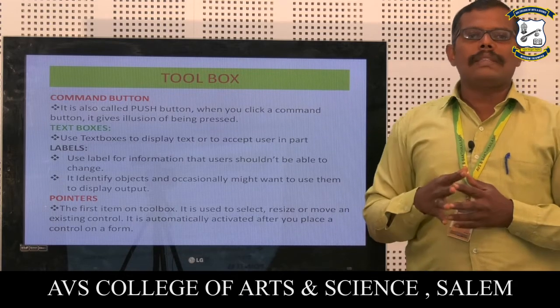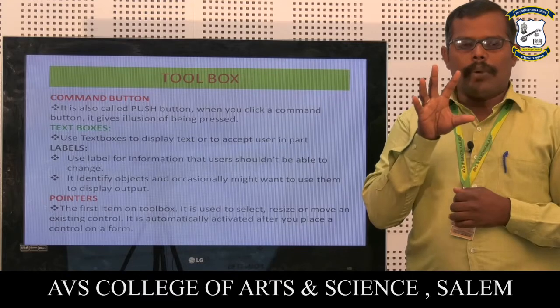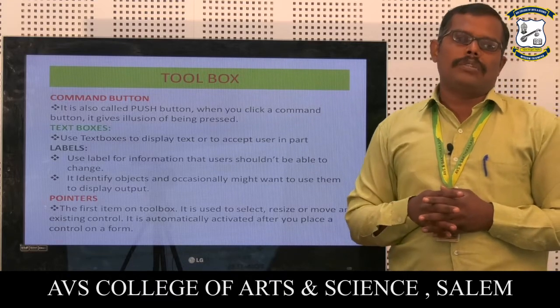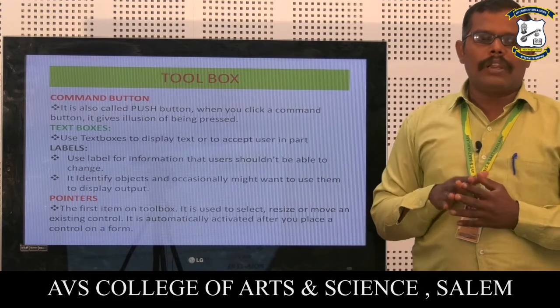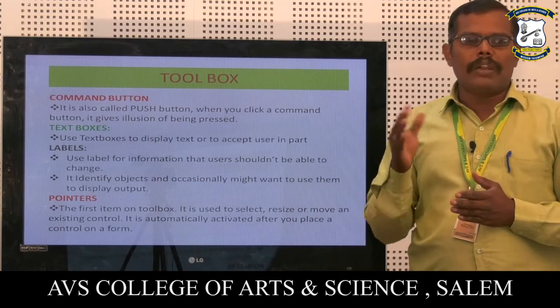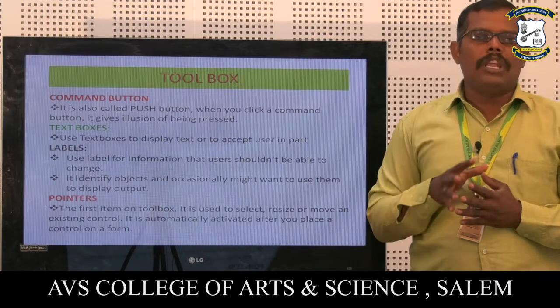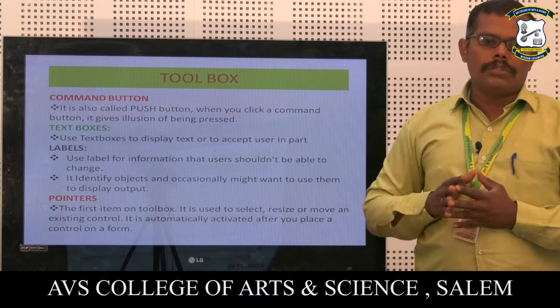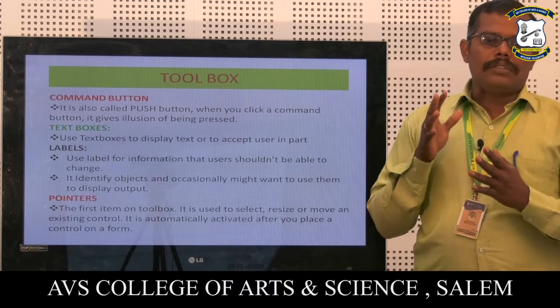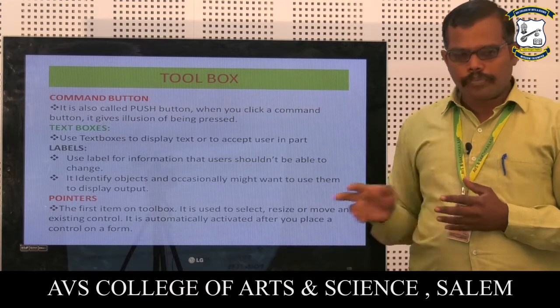Easily the client can understand what the text box is, the purpose for using that text box. So label is used for identification purpose. What kind of text box is there? What kind of image is there? For that naming purpose, we use labels. Next one is pointer. It is the first item on the toolbox. We can select, resize, or move the existing tool with the help of the pointer.